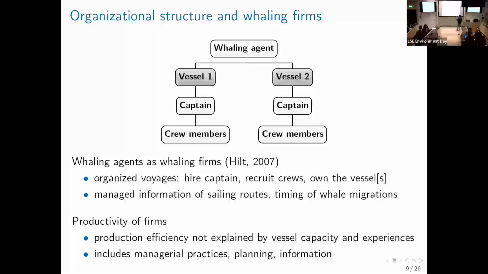So later, when I talk about productivity of firms, I mean production efficiency that is not explained by vessel capacity and firms' experiences. This may include managerial practices, planning, and information power.